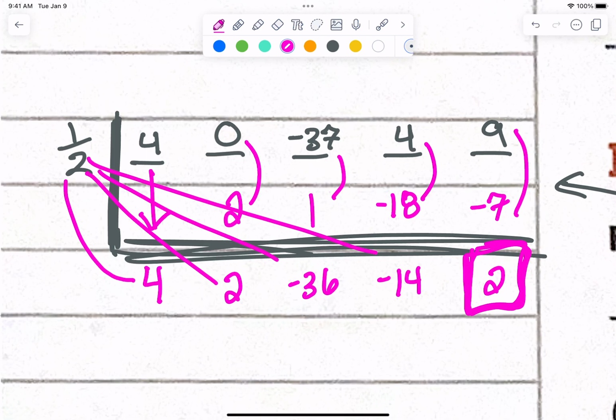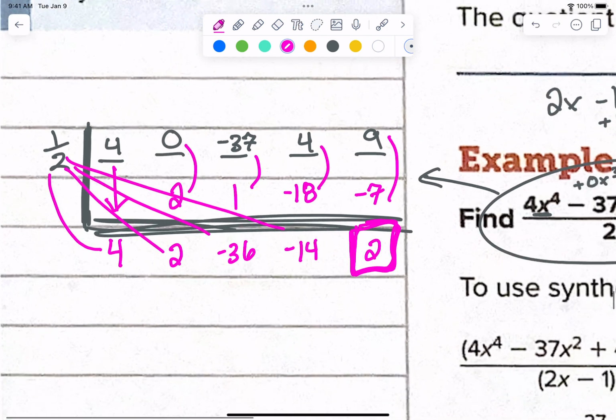Put a box around it. Calm down. Okay, 2 is my remainder. Put a box around it.